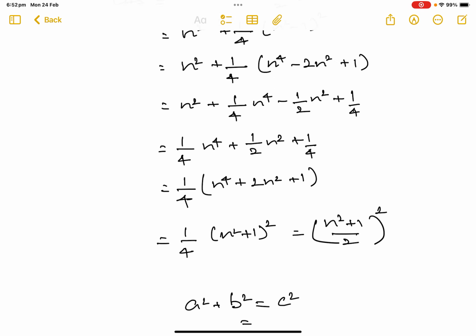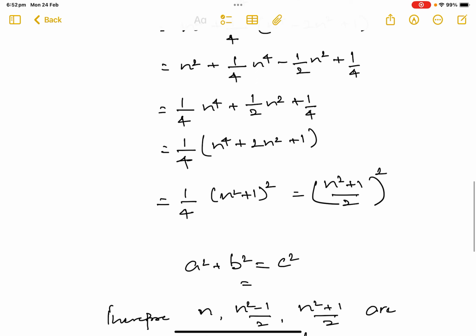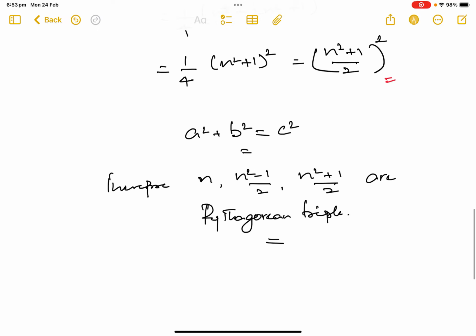n squared minus half n squared is a positive half n squared. So 1/4 n to the power of 4 plus half n squared plus 1/4. Take 1/4 out: n to the power of 4 plus 2n squared plus 1 is a complete square. So 1/4 times (n squared plus 1) squared. The square root of 1/4 is half, so ((n squared plus 1) over 2) whole thing squared. That is the left-hand side.